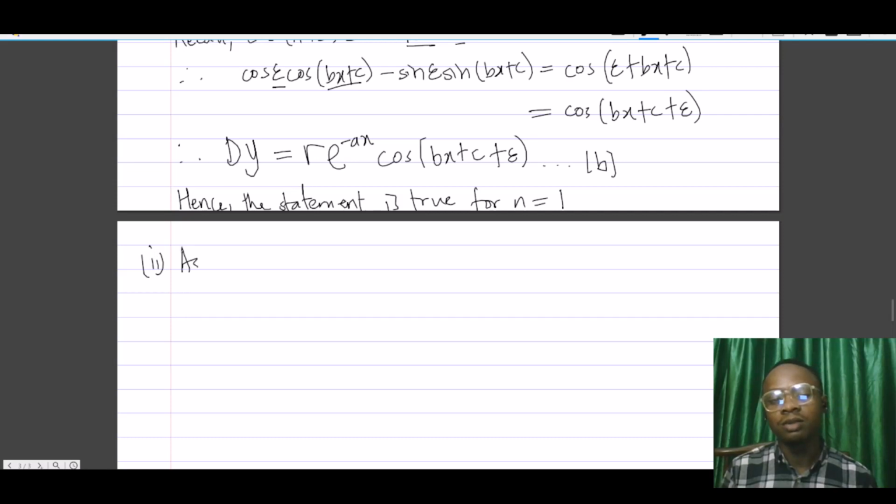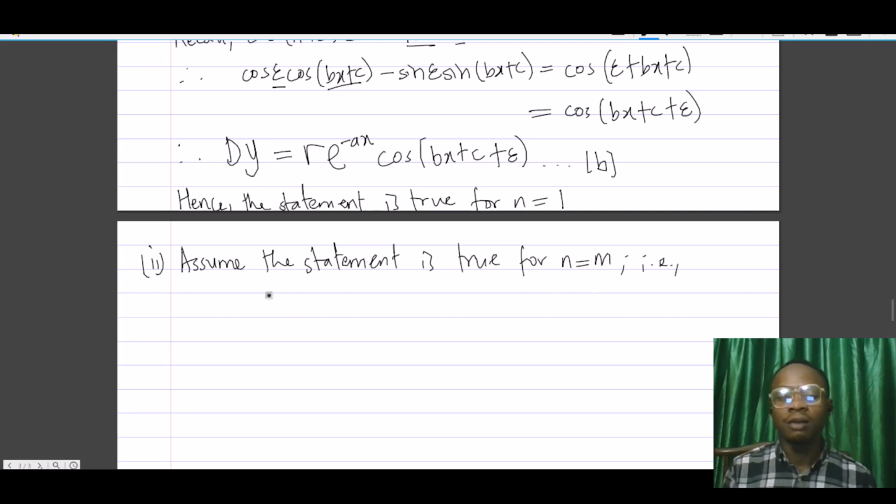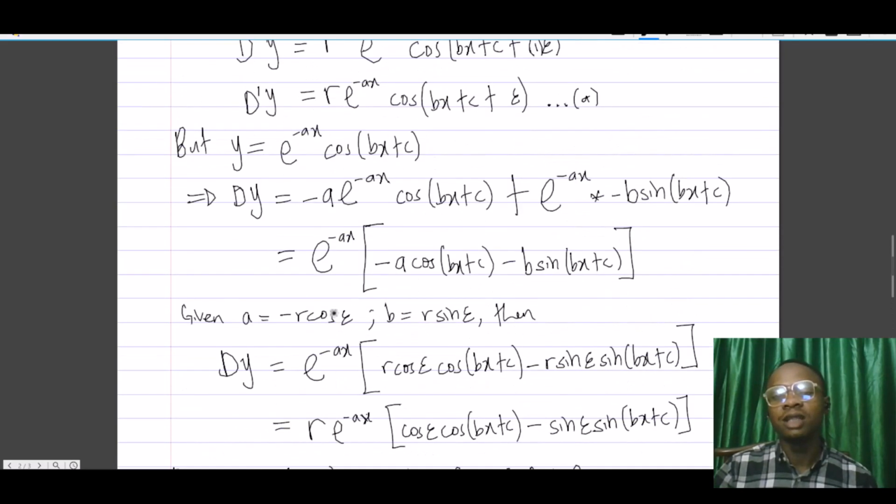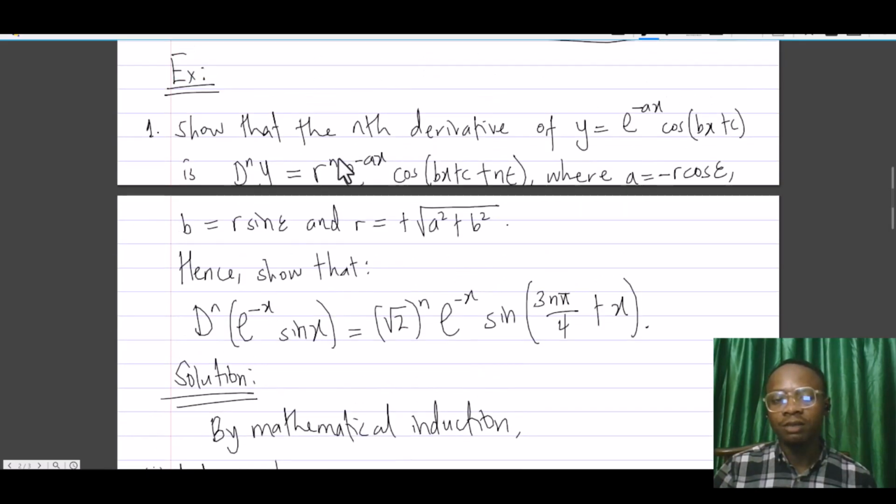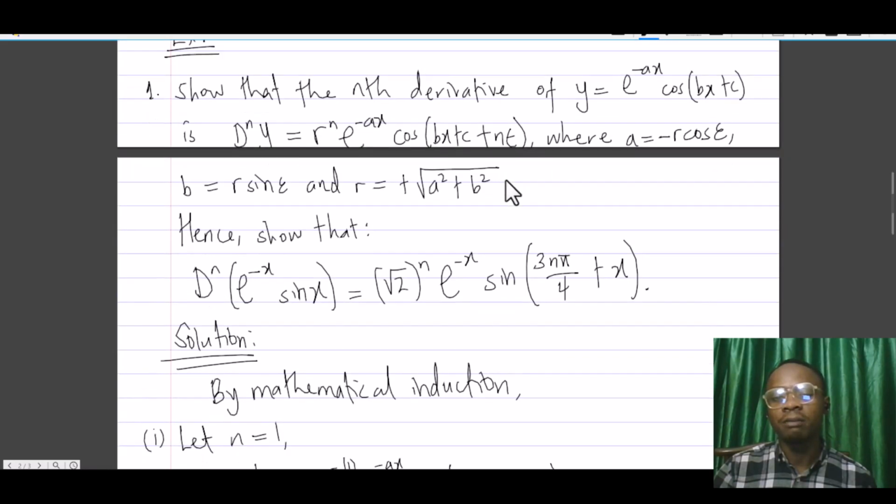So assume the statement is true for n equal to m. If that is the case, the mth derivative of y for the given function will be equal to, as provided for by the formula, we'll just set n equal to m in the formula. So this will be r to the power m e to the power of this, and this will be cos of m epsilon.